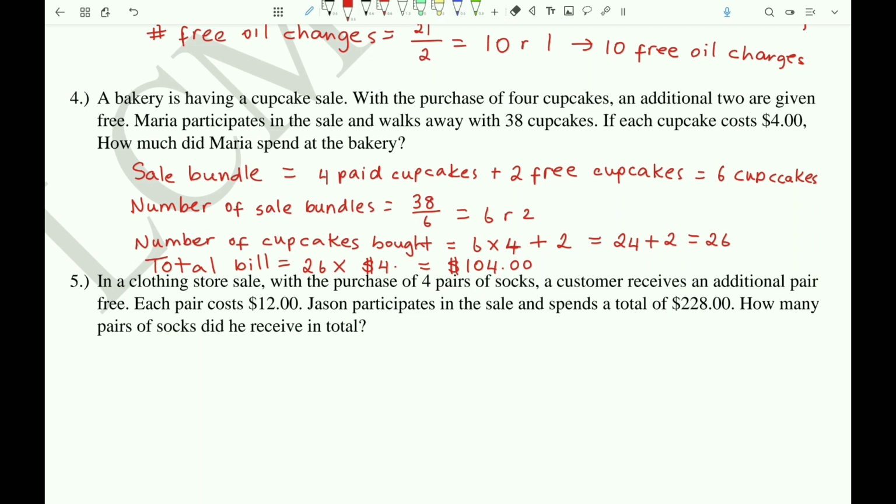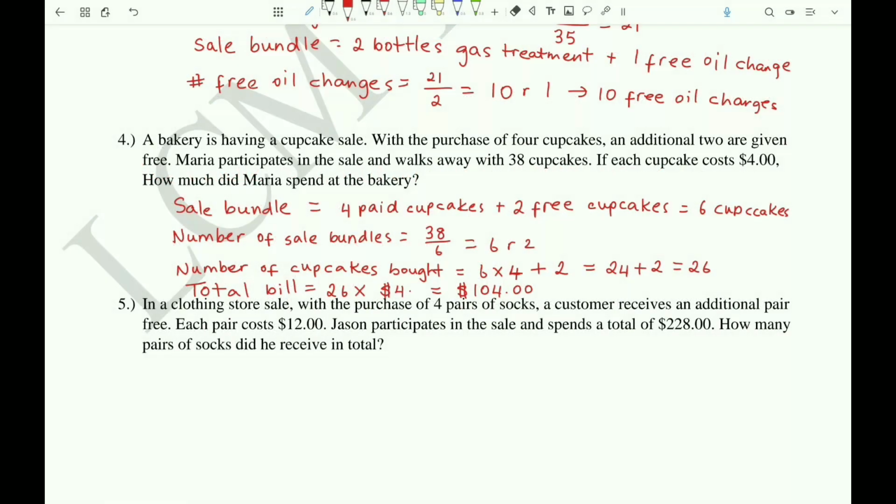So let's move on now to question 5. Okay, so the last question we're going to look at today is question 5. Question 5 reads, in a clothing store sale, with the purchase of 4 pairs of socks, a customer receives an additional pair free. Each pair costs $12. Now Jason participates in the sale and spends a total of $228. How many pairs of socks did he receive in total?